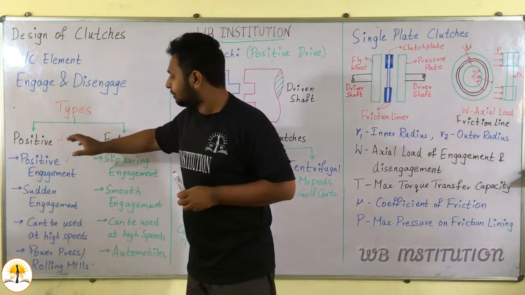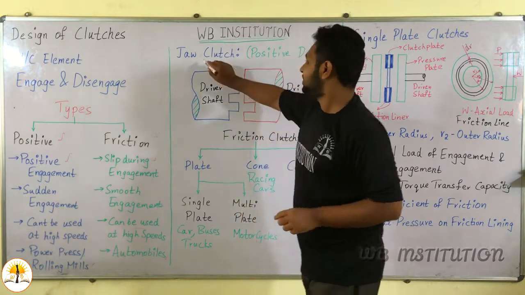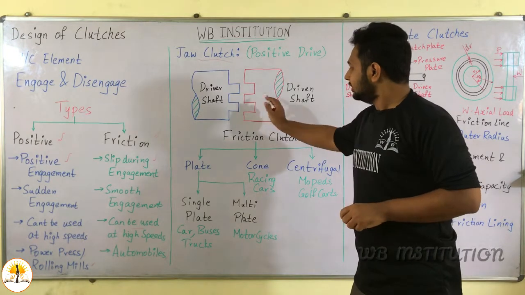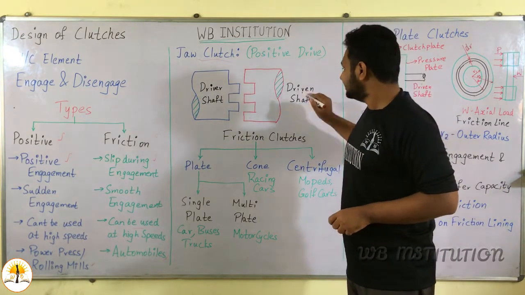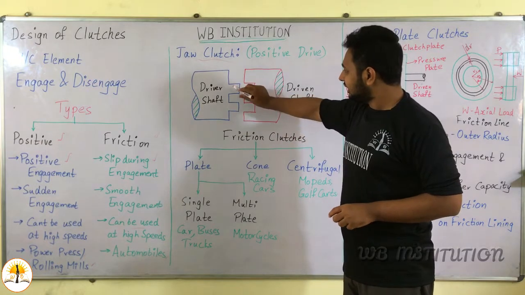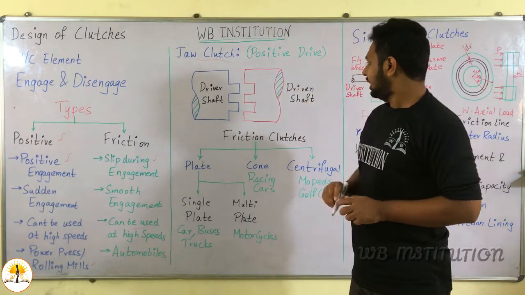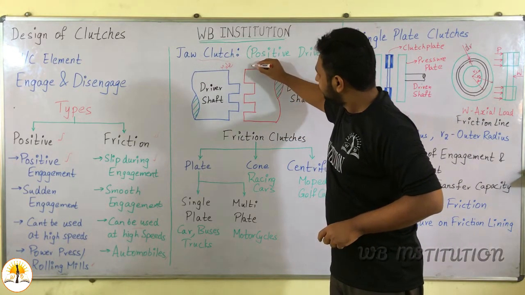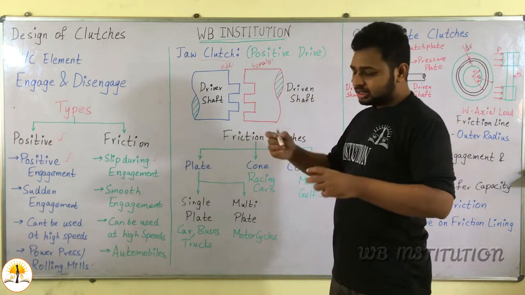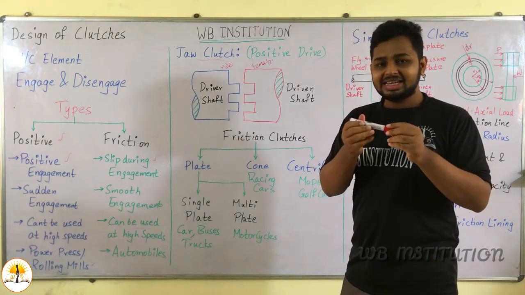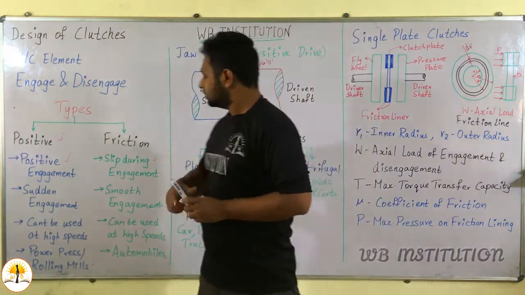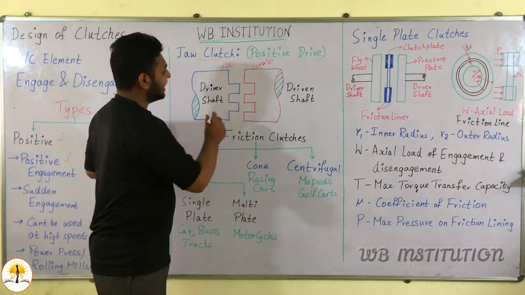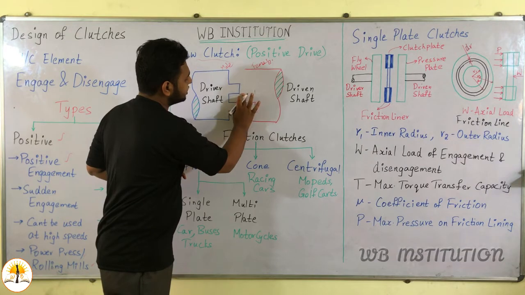An example of a positive clutch is the jaw clutch. A jaw clutch is a positive type of drive. Here we can see two shafts. This is the driver shaft and this is the driven shaft. There are teeth on the driver shaft and also teeth on the driven shaft. This can be called the male and this can be called the female. There are teeth on both the shafts. When engaging directly, it will engage with the male shaft. This is in a disengaged condition. Now let us see how it looks in an engaged condition.